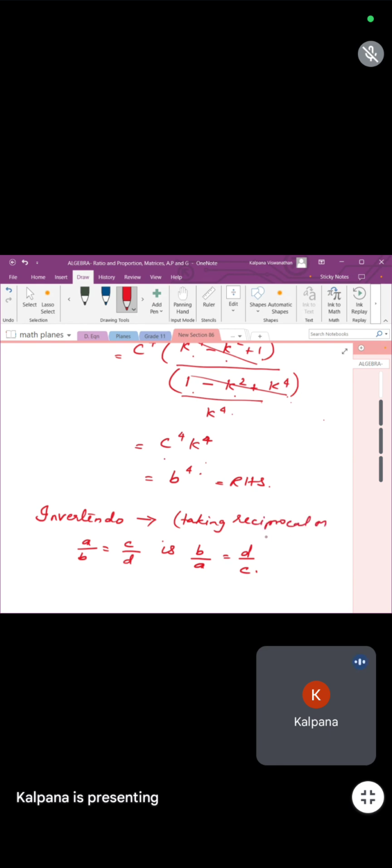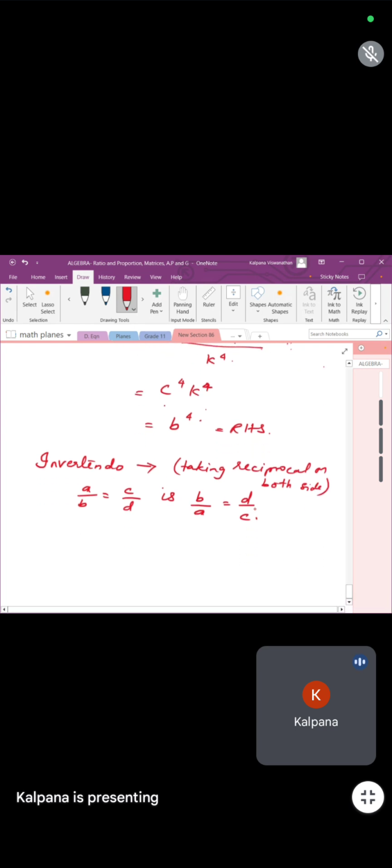Reciprocal on both sides. Because we generally go with componendo, dividendo, and we forget, never mind about these terms. But in case it comes, you must know what we have to do. Okay, next is alternando.